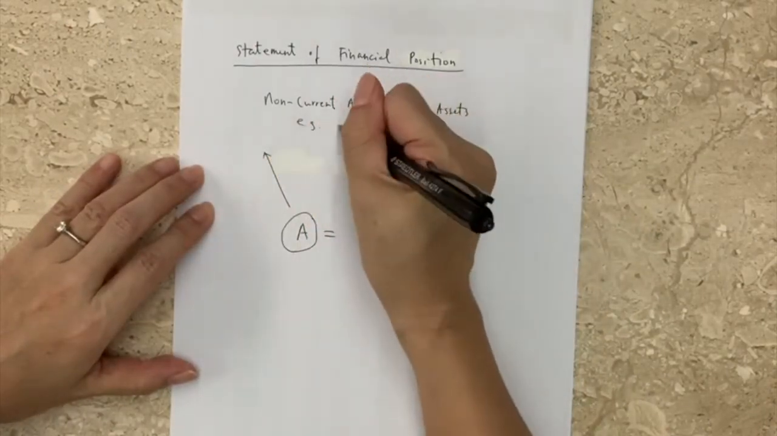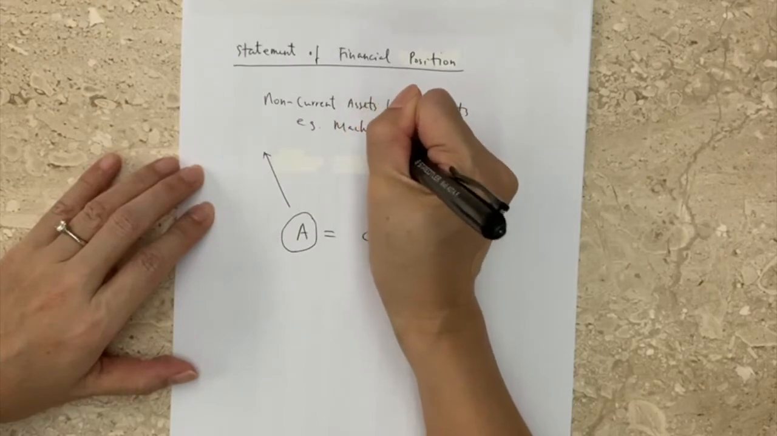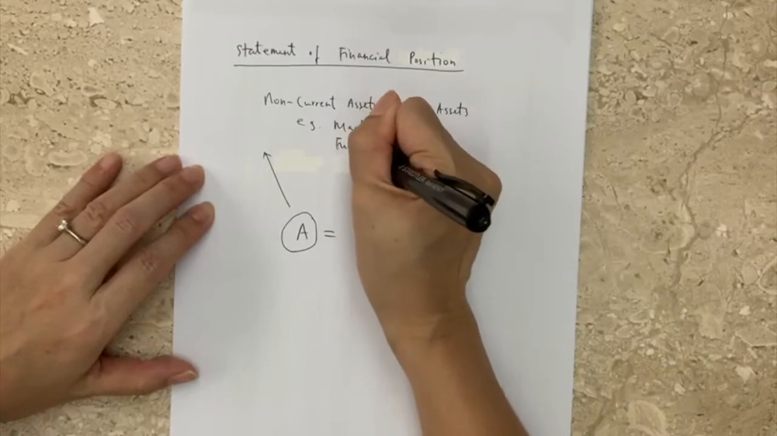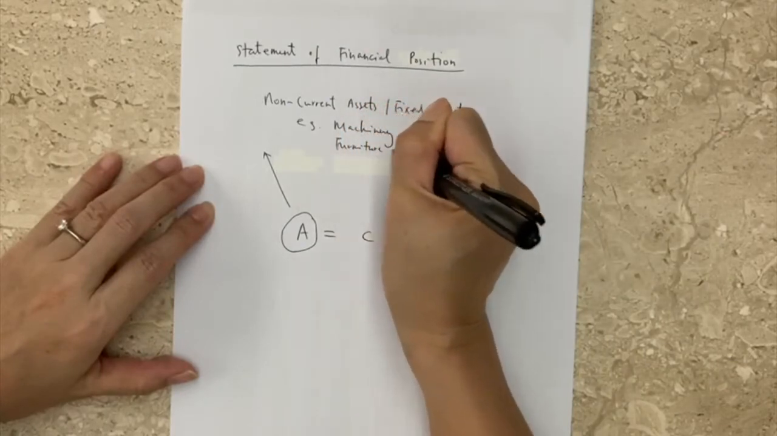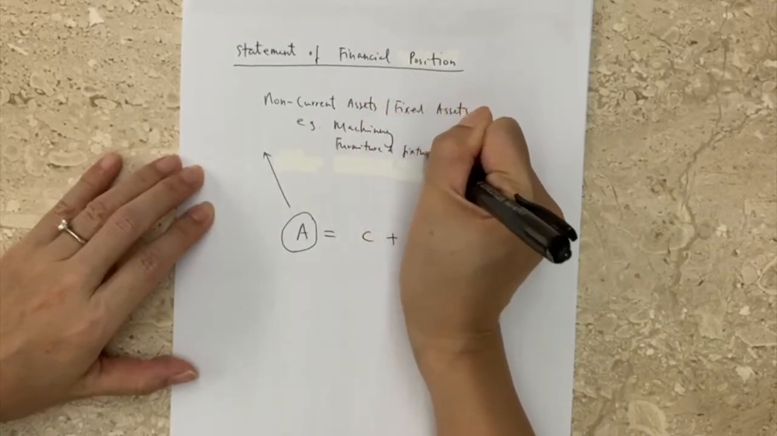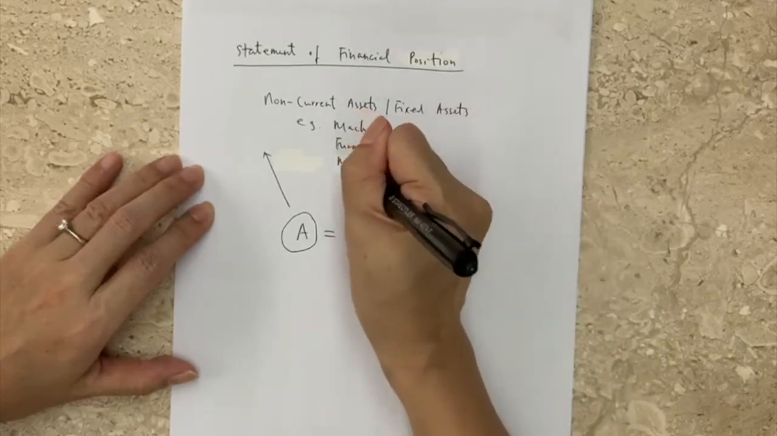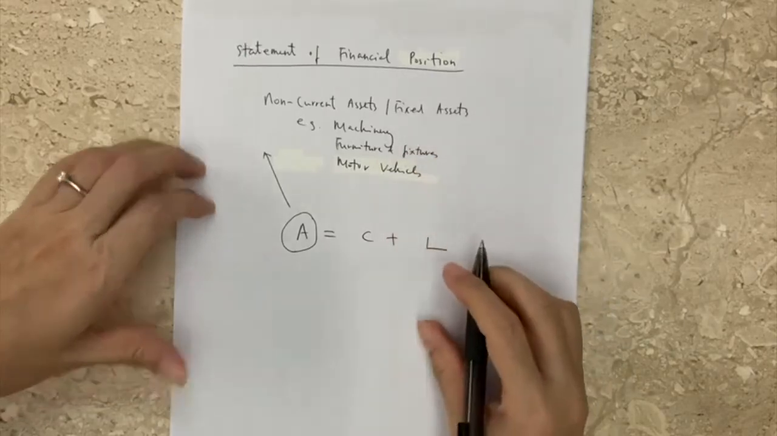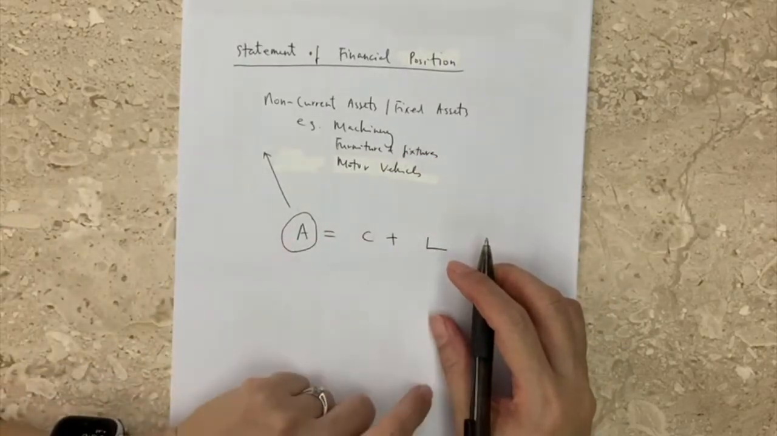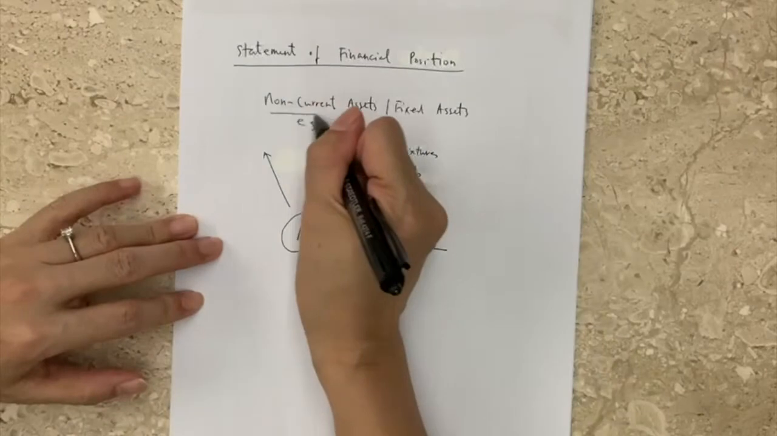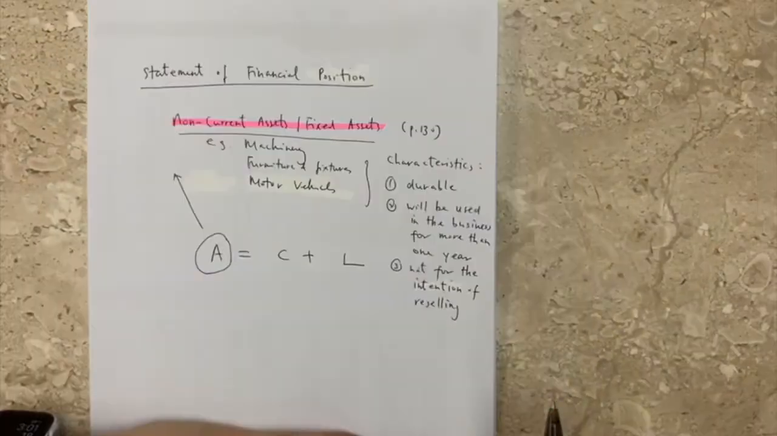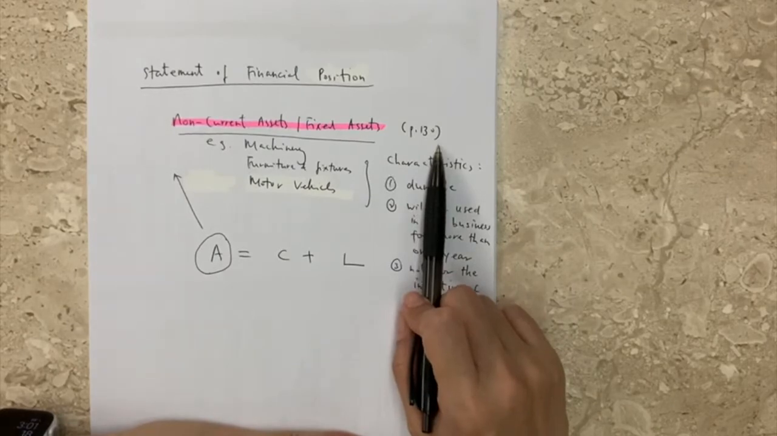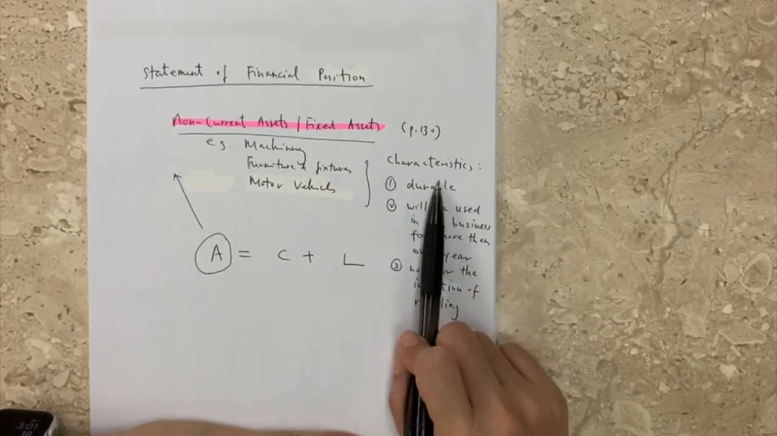For example, we have machinery. Okay, and then we may have furniture and fixtures, and then we may have motor vehicles. So these are the common examples for non-current assets or fixed assets. If you go to your textbook on page 130, you will find the characteristics of all these non-current assets.